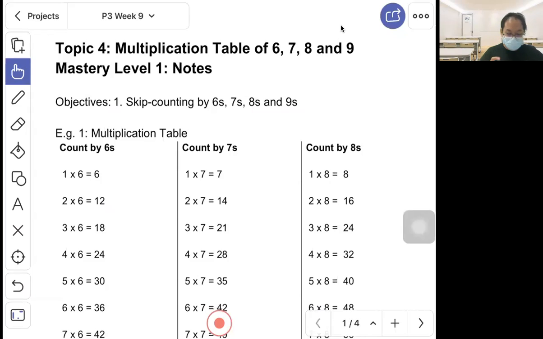Hello, I'm Mr. Tan. So we talk about P3, topic 4, multiplication table of 6, 7, 8, and 9.